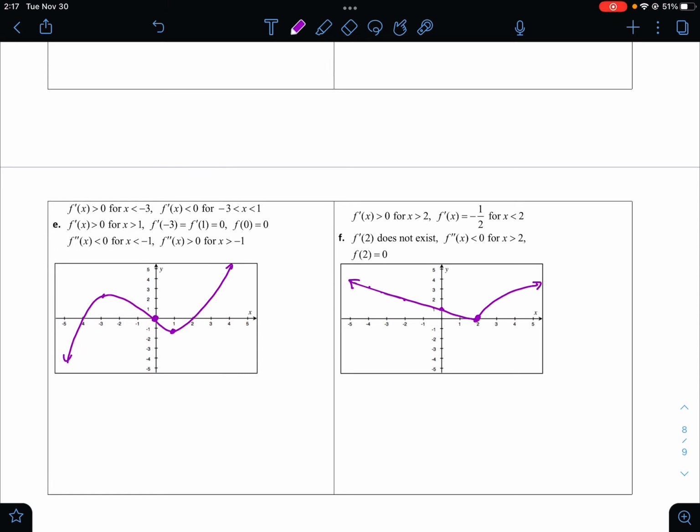Okay, that's it for our look into connecting the derivative and its graph together, the graph and its derivative together.